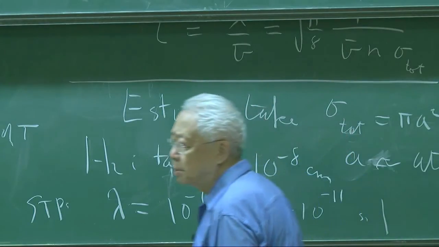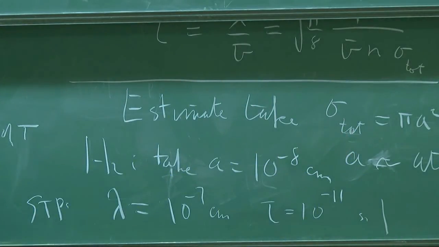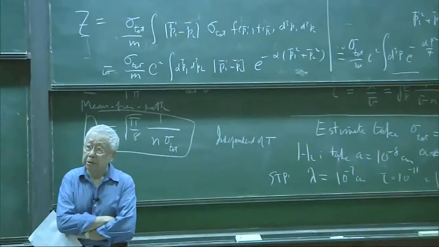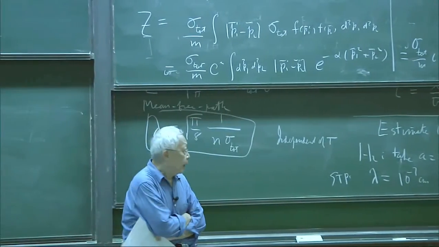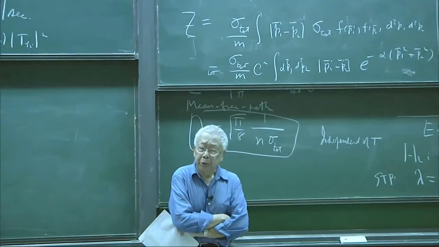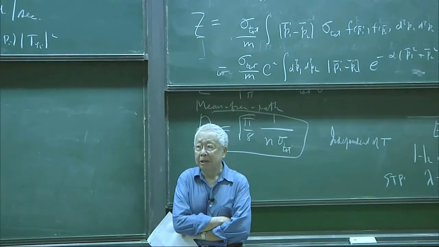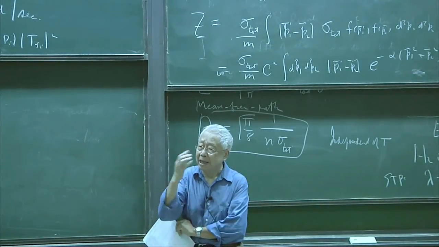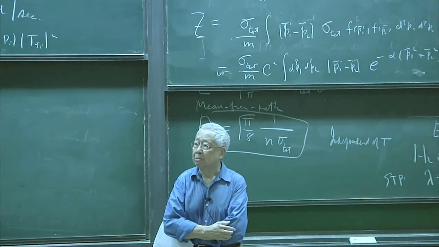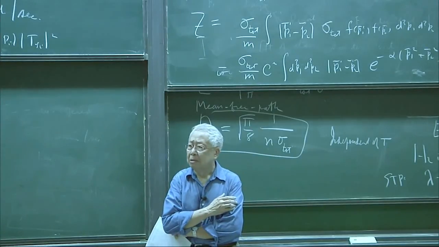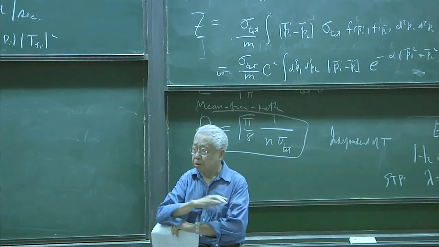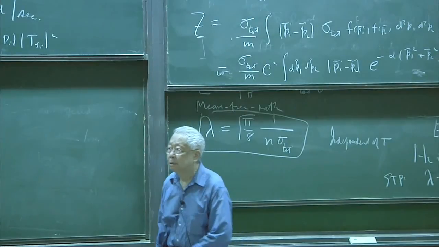So you see the order of magnitude. The mean free path is very tiny. The atom doesn't go very far before it collides, 10 to the minus 7 centimeter under standard conditions. And the time between collisions is very short, 10 to the minus 11 seconds. So in 1 second, it makes 10 to the 10th collisions. That's why this gas can approach equilibrium very fast. It thermalizes very fast because of this.